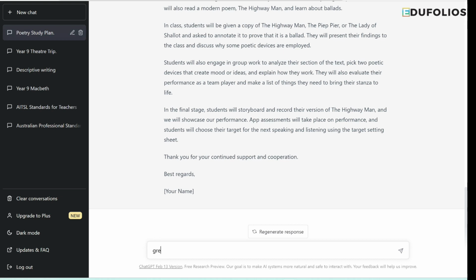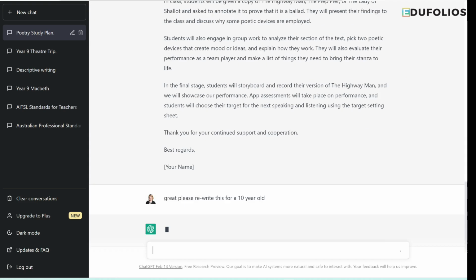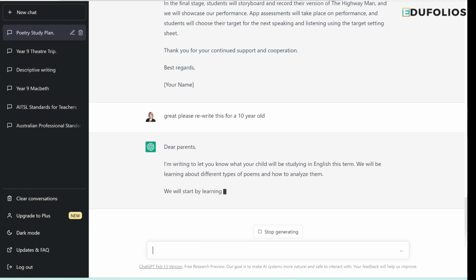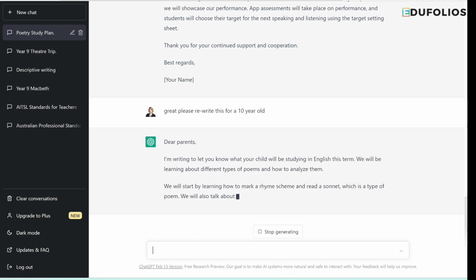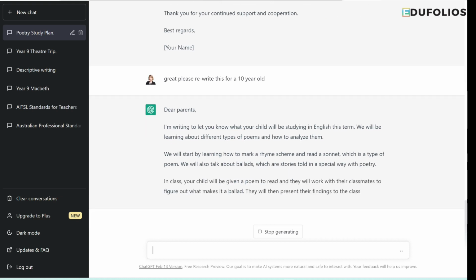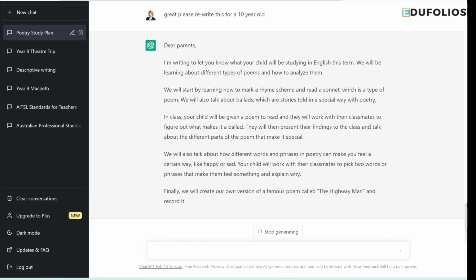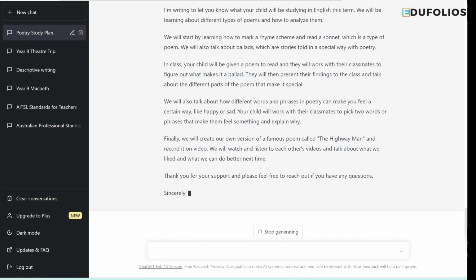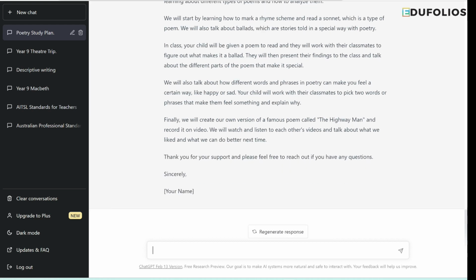I'm going to say, great, please rewrite this for a 10-year-old, just because there's a lot of specific English terms in there. That's probably a bit young now, isn't it? But you get the idea. You can play with this. I'm not in any way suggesting that all parents are 10-year-olds. I just know there's nothing worse than receiving a letter from an expert with words in it that you don't understand.